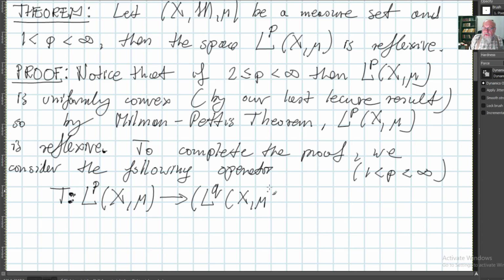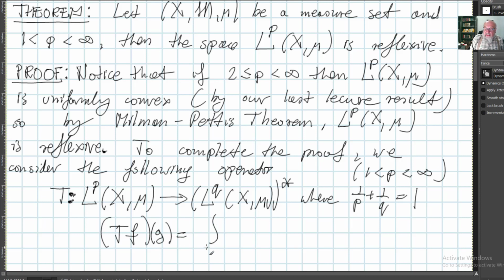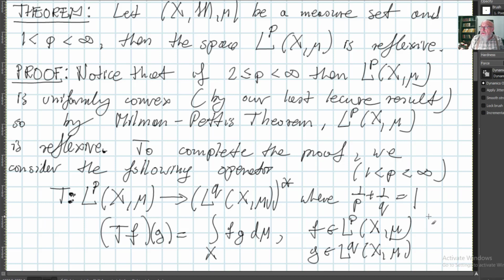So that means L^p(X, mu) maps into L^q(X, mu) star, where 1 over p plus 1 over q is 1. So p and q are related by this condition. They are dual numbers, one to another. We put it like this: Tf on the element from L^q, call it g, will be equal to the integral of f g d mu. Remember, f belongs to L^p(X, mu), and g belongs to L^q(X, mu).